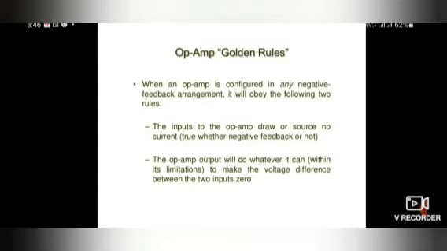Let us see the op-amp golden rules. When an op-amp is configured in any negative feedback arrangement, it will obey the following two rules. One, the inputs to the op-amp draw or source no current. That is true whether negative feedback or not. Two, the op-amp output will do whatever it can to make the voltage difference between the two inputs zero.